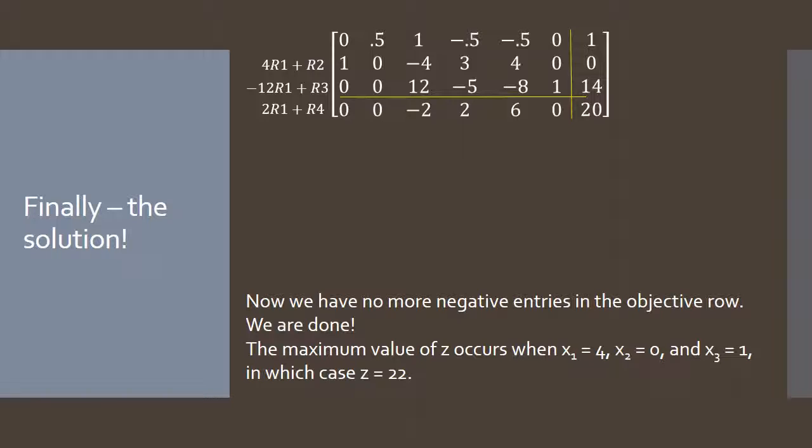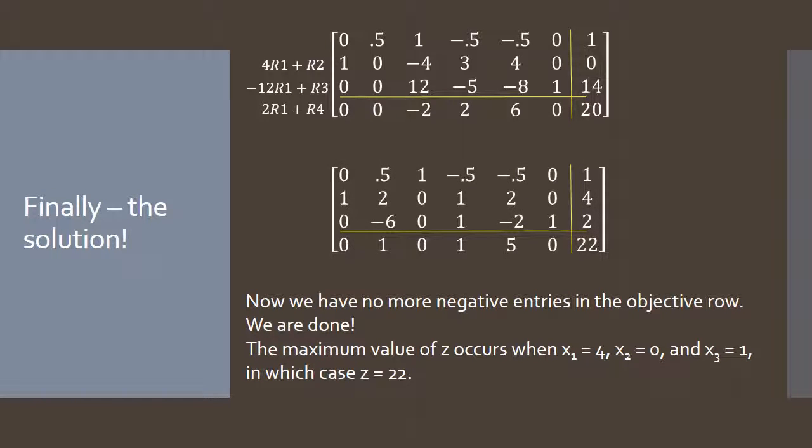And after multiplying by 0.5, I then need to pivot. And again, remember, row 1, column 3 is our pivot. So we're going to multiply row 1 by 4 and add to row 2. We're going to multiply -12 by row 1 and add to row 3. And then 2 by row 1 and add to row 4. And we get our final tableau. We have no more negatives in the objective row. We are done. So reading off of here, we see that x1 is going to be 4, x2 will be 0, x3 will be 1, and our maximum z will be 22.